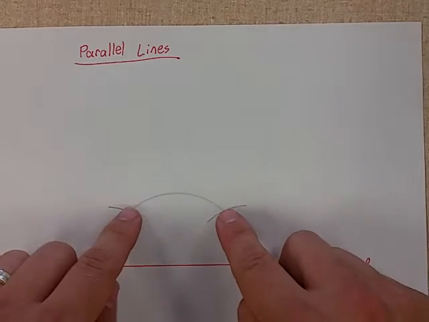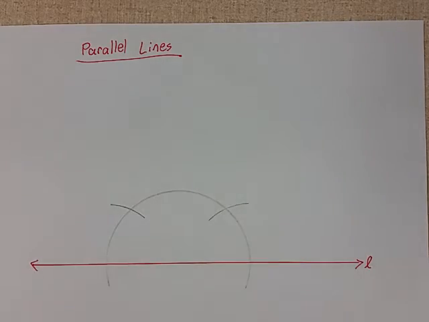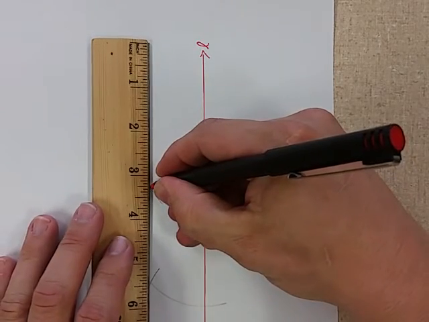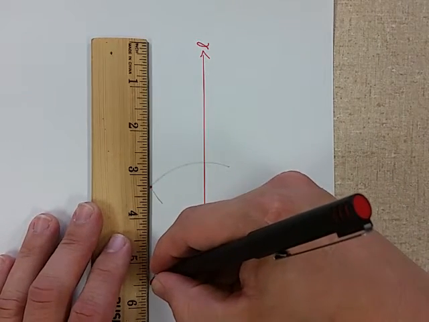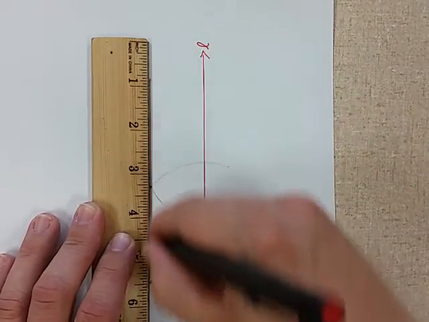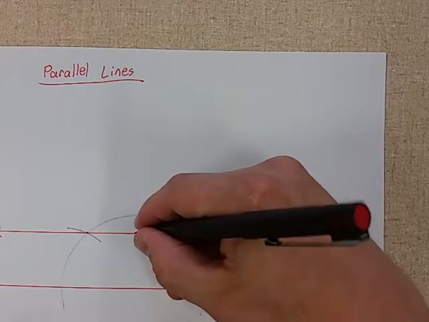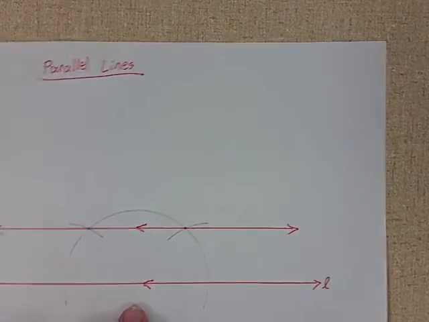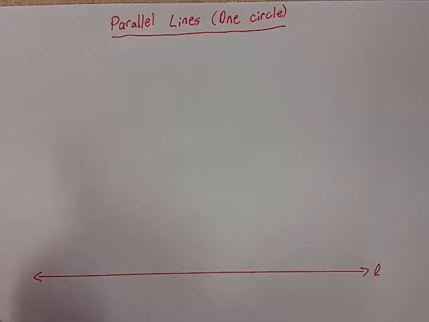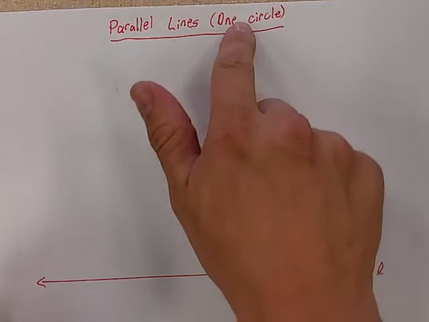I've got two intersections. These intersections are equidistant from the original line. And what I'll do is I'll go ahead and line them up and create my parallel line. This new line is parallel to the original given line. Now, in geometry, whenever you're able to make a construction with fewer circles, you demonstrate a better understanding of the construction. So I'm going to do that same construction with parallel lines, but I'm only going to use one circle.